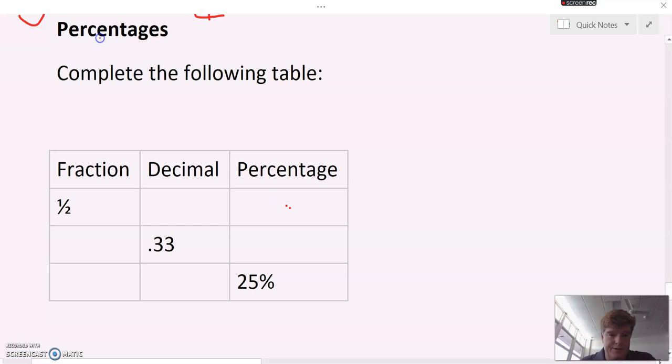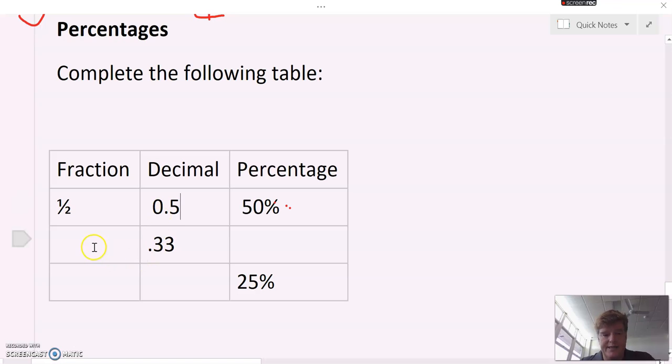I'll just get rid of the drawing, sorry. So half as a percentage, we kind of know if we've got half of a pizza, we've got 50% of a pizza. So 50% is the same as saying 50 per 100, 50 divided by 100, which is the same as a half. And as a decimal, a half is the same as 0.5, or you could put 0.50 as 50 hundredths.